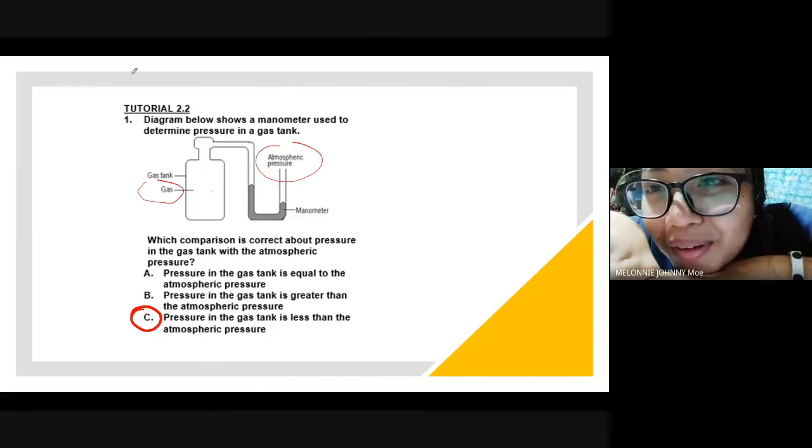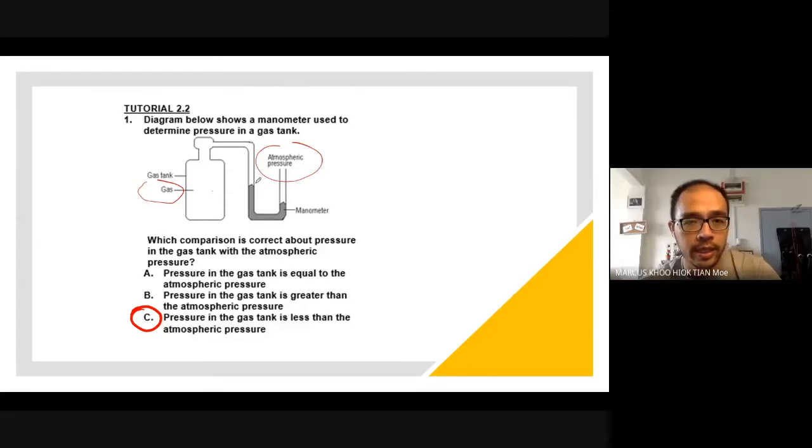The length of the manometer on the atmospheric pressure side is less than the gas side. I think that's a very acceptable explanation. If you look at the level of the, actually this is mercury. The manometer is the whole tube. If you take a look at the mercury levels, the one that is nearer to the gas is higher, the one that is nearer to the atmospheric pressure is lower. So this means that the atmospheric pressure is stronger than the gas pressure.